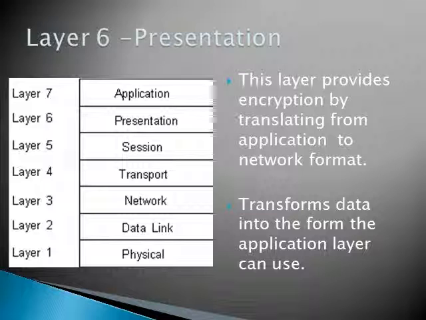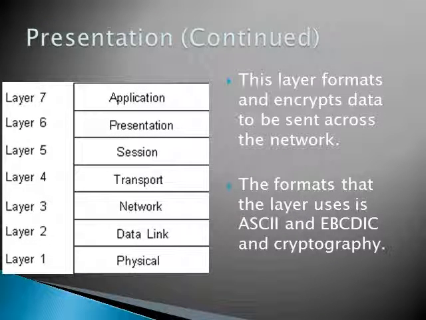Layer 6 is the presentation layer. This layer provides encryption by translating from application to network format. It also transforms data into the form the application layer can use. The presentation layer also formats and encrypts data to be sent across the network. The formats that this layer uses are ASCII and EBCDIC, and cryptography.